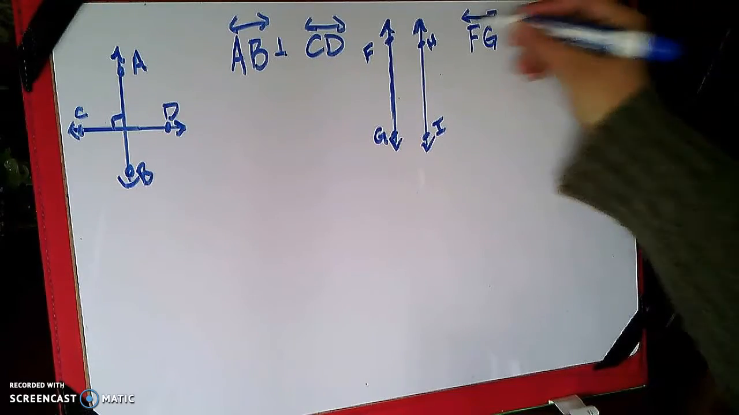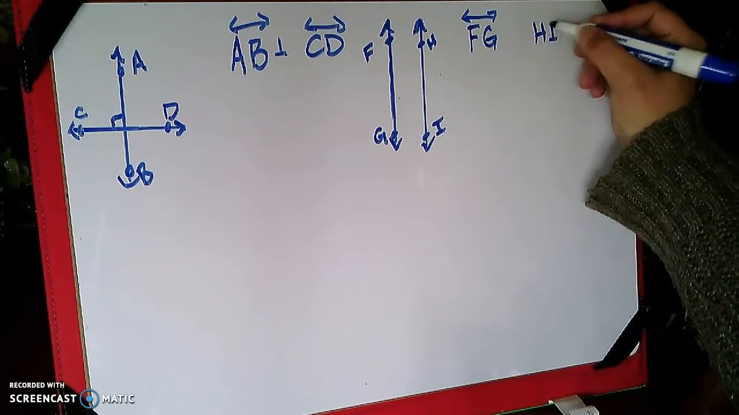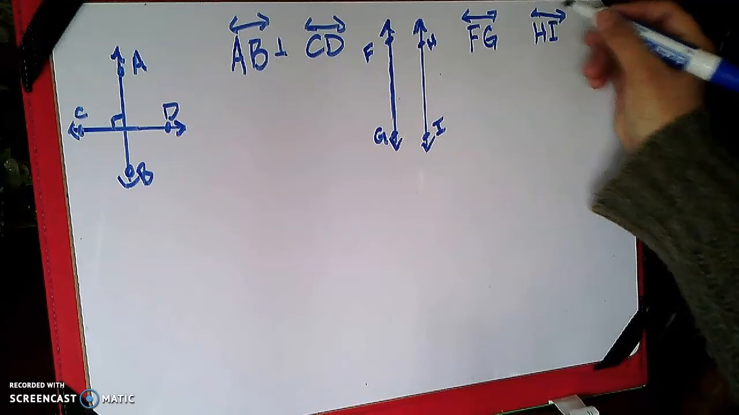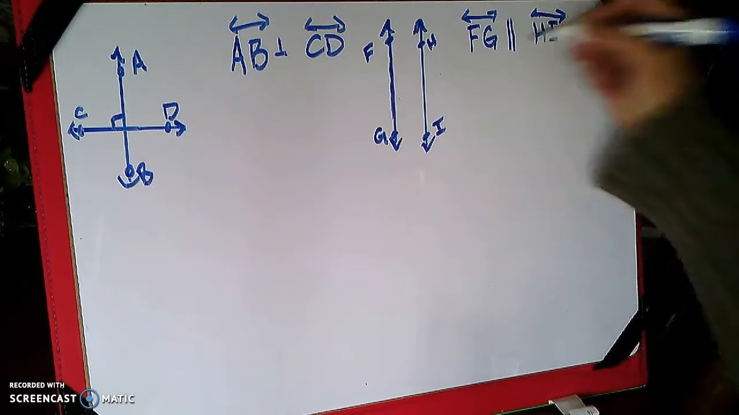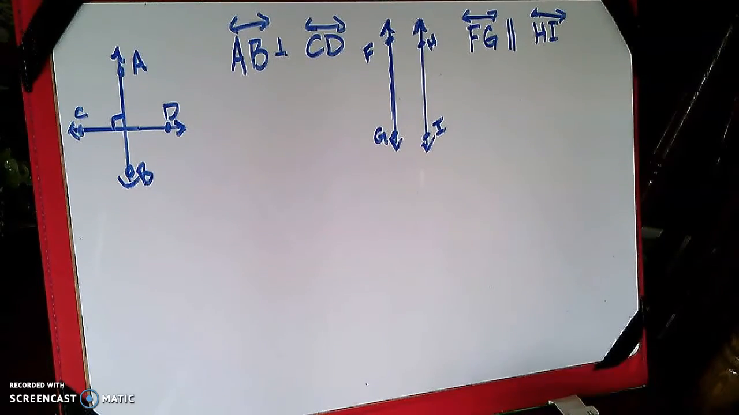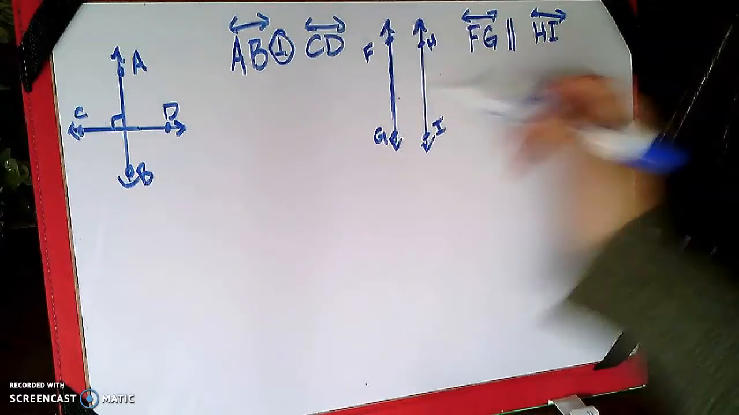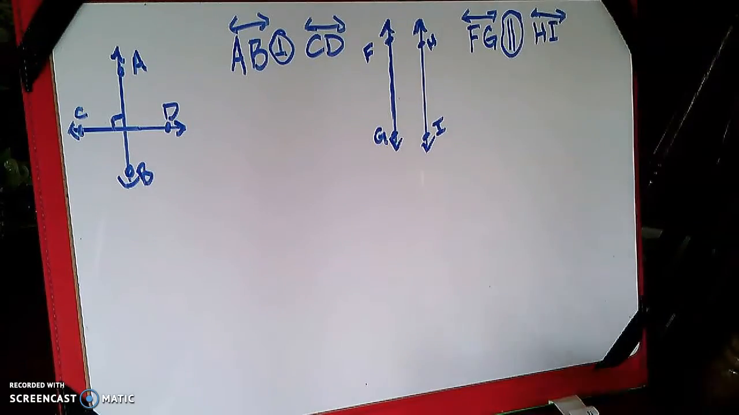Line FG is parallel to line HI, and we mark that simply with two parallel lines like that in between. So this symbol is perpendicular and this symbol is parallel.